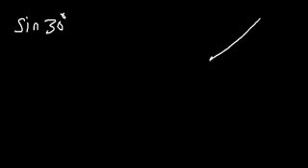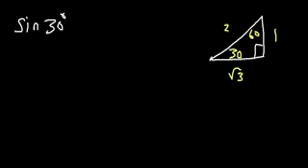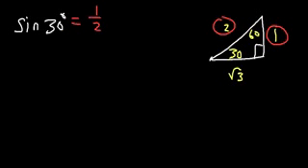So let's say if you want to evaluate sine of 30 degrees. Draw your 30, 60, 90 triangle. Across the 30, we know it's 1. Across the 60 is root 3. Across the 90 is 2. So sine is opposite over hypotenuse. So therefore, it's 1 over 2.